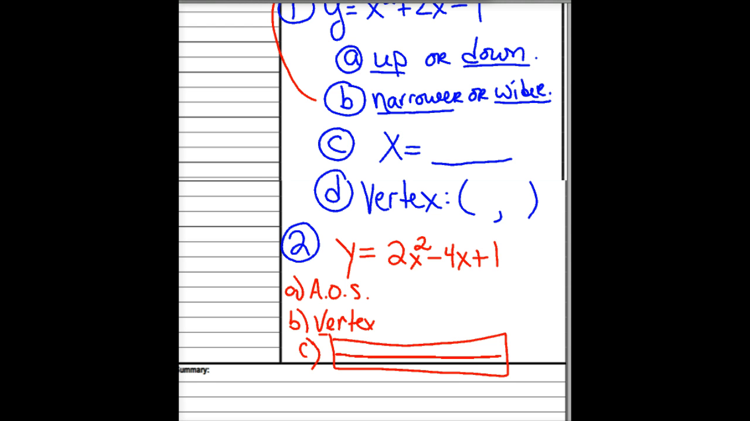On that table, you're going to give me 5 points. The vertex needs to go in the middle of your table, and then you need to find the other 4 points as I taught you on the video. And then for part D, on the graph paper, you're going to make me a nice graph of that parabola. And that will be it for this little quiz.